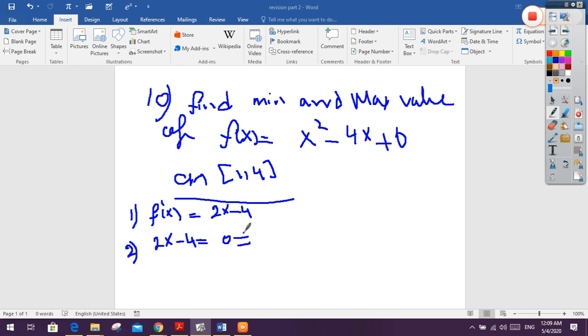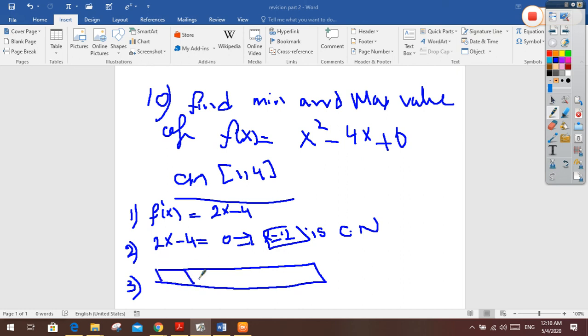0 implies what? x equals 2. x equals 2 in the given interval is what? A critical number. Okay, now third step, in this case on a closed interval, the same steps. I have to draw a table. Here it has 3, here x, and here y. It means I have to substitute in the original function, not in the derivative.